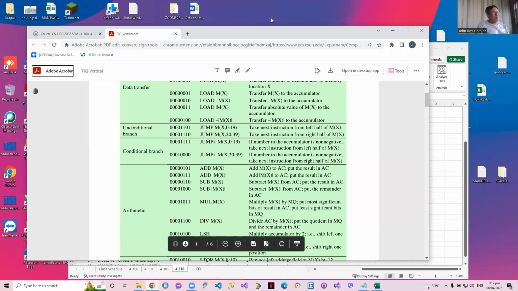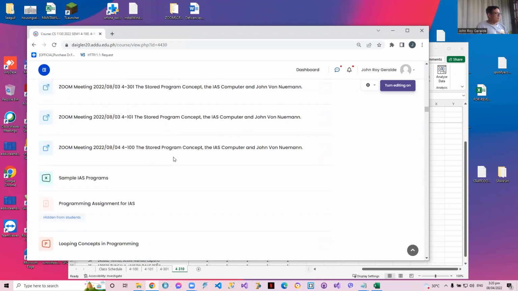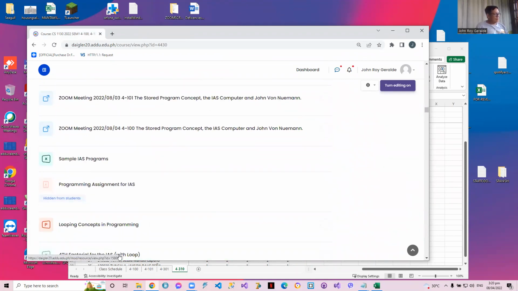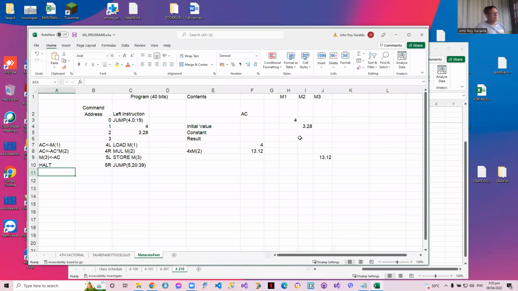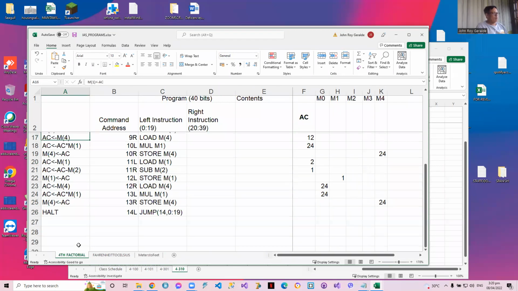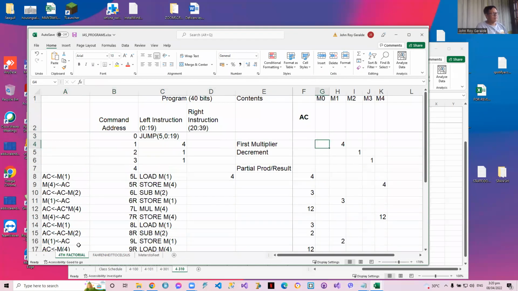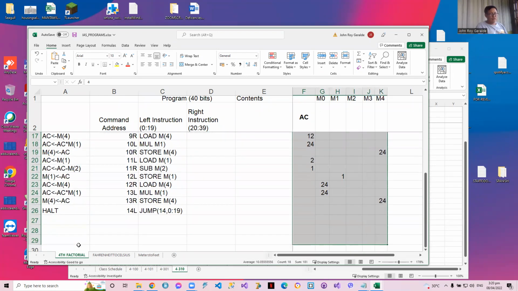So let's take a look at the sample program. You can download this program here, sample IAS programs. Anyway, it's in my downloads, so I can just open it. Here is the IAS program to compute the fourth factorial.